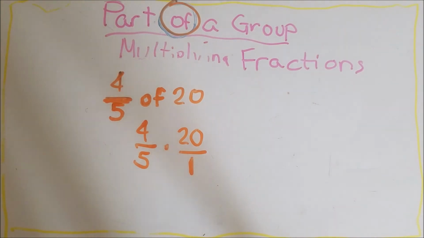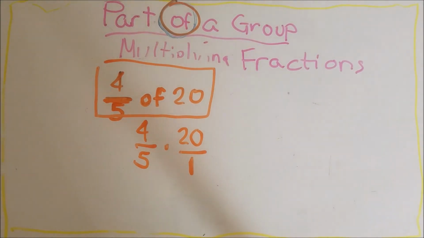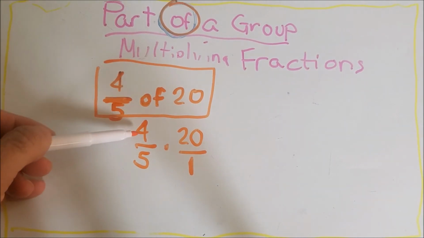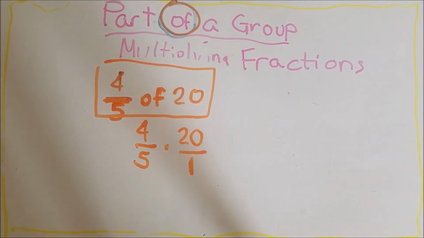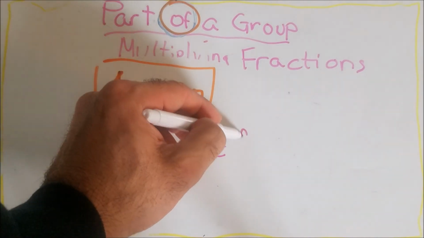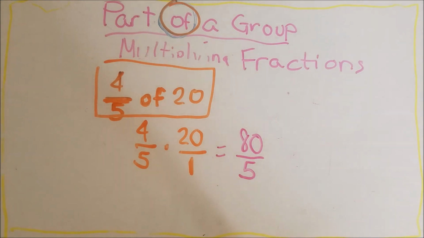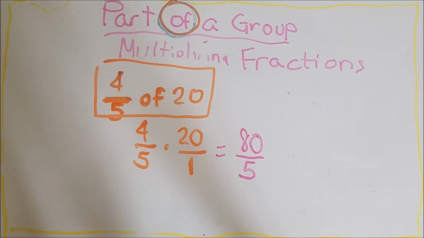So for now, we're going to say, when we see "of," especially when we're dealing with fractions, we'll think of it as multiplication. 4/5 of 20 is like 4/5 times 20 over 1. And then we just multiply. What do you think the answer is? Now I can multiply across, right? We can get 80 on top and 5 on the bottom when we have a mixed number. Or we can reduce right away.